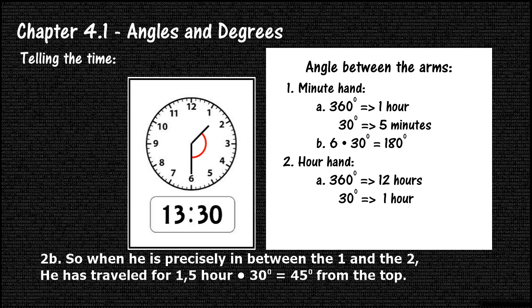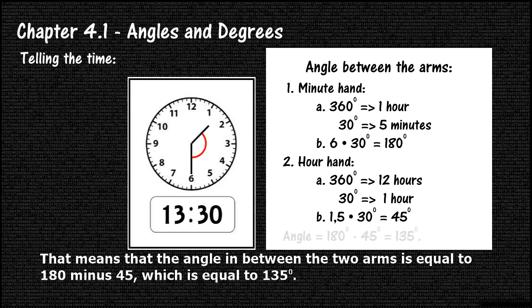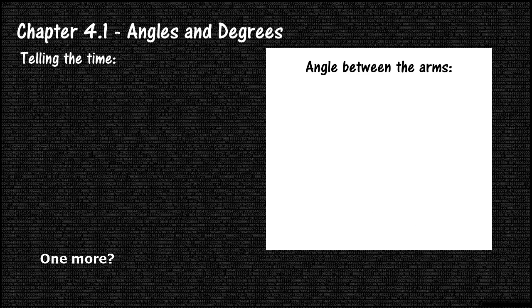The hour hand turns 360 degrees every 12 hours, so 30 degrees every 1 hour. So when he is precisely in between the 1 and the 2, he has traveled for 1.5 times 30 is 45 degrees from the top. That means the angle in between the two arms is equal to 180 minus 45, which is equal to 135 degrees. One more? Then what about this one?